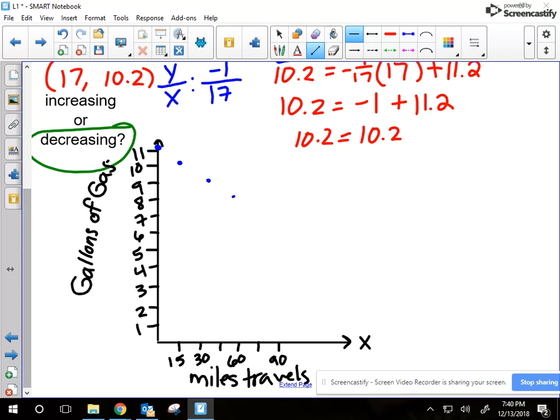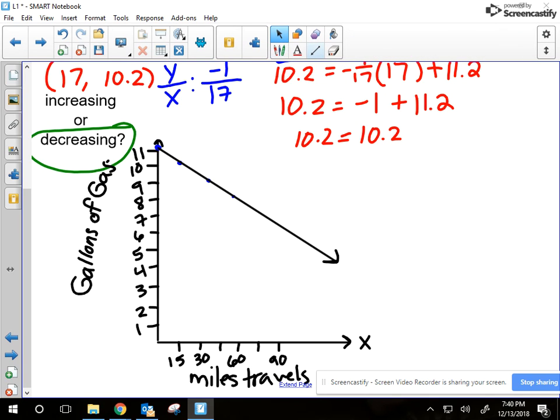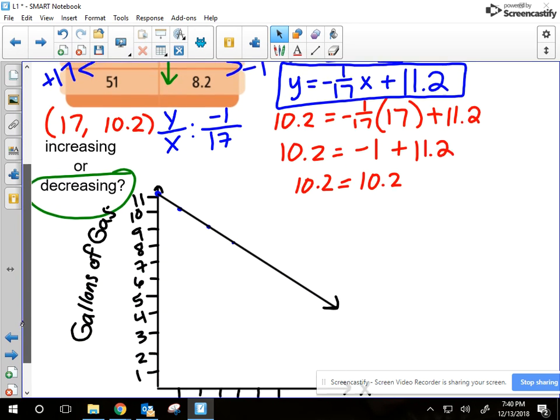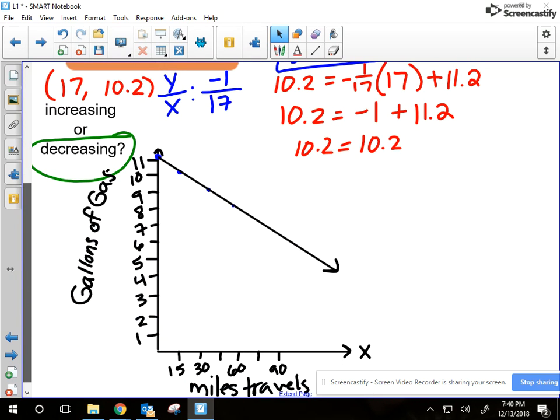Again, it should create a straight line because we're working with linear functions. And because you'll continue to drive miles, that line should have an arrow on it because it's going to continue all the way down. Because none of our points are way off the line, we know that our line is accurate. The more points we have, the more accurate that line is going to be. And again, the line is decreasing because as the independent variable increased, the dependent variable decreased as a result of that. So overall, it's going to be a decreasing slope, which you see, kind of like going down a hill, a decreasing slope.